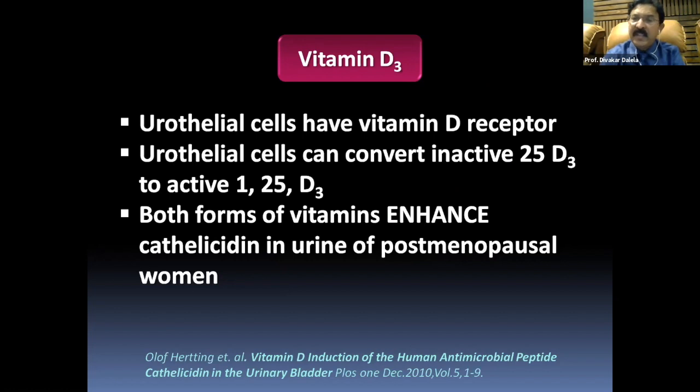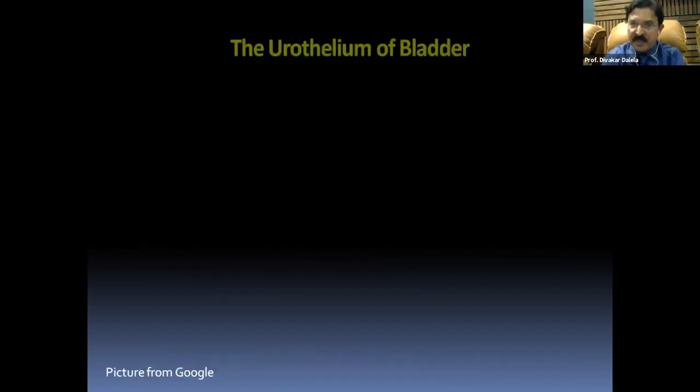And it has been seen in ladies, postmenopausal ladies, those who have sufficient vitamin D in their body, their level of antimicrobial peptides is high. So, what I'm trying to hint at is that if you maintain good vitamin D levels in your body, your antimicrobial peptide secretion in the urinary bladder will be sufficient enough to prevent occurrence of infection. And this fact has been seen in postmenopausal women. This is one area we are looking at. We hope something will definitely emerge in this aspect.